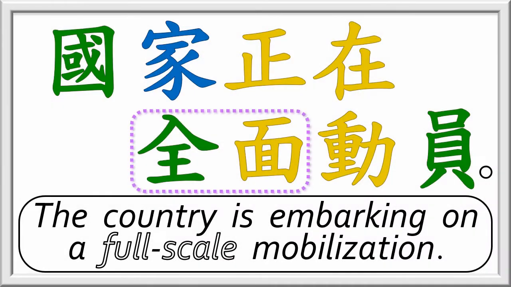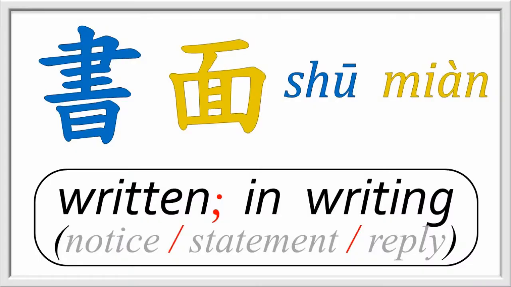To express the idea of comprehensive, overall, all-inclusive, 全面 would fit the bill. 国家在全面动员. The country is embarking on a full-scale mobilization. Now, the meaning of 面 becomes more generalized, more abstract. 书面, a written notice, a statement or reply in writing, usually for legal purposes to avoid disputes. We learned early on that 书 can mean anything written and also the verb to write.